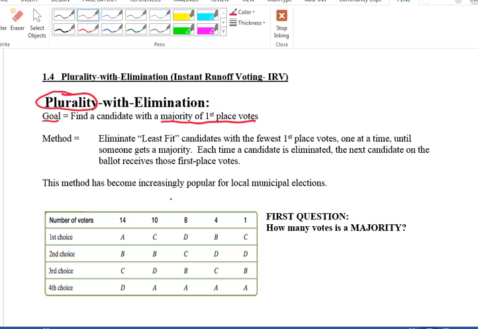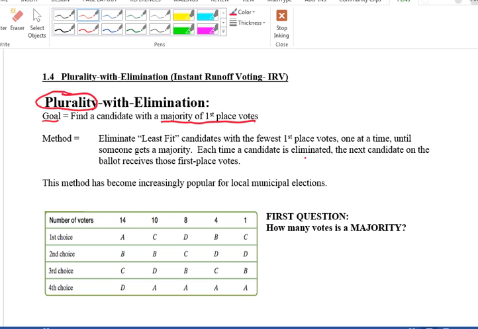Step 1. If somebody has a majority of the first place votes, they are the winner of your election. You can stop. You don't have to do any more. If they don't, we are going to eliminate the least fit candidate, or in other words, the one that has the fewest number of first place votes. Whoever is in last place with plurality, basically. We're going to do this one at a time until someone gets a majority.